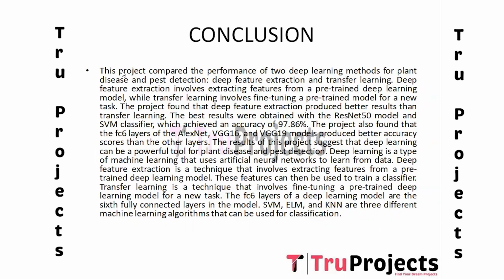The results of this project suggest that deep learning can be a powerful tool for plant disease and pest detection. Deep learning is a type of machine learning that uses artificial neural networks to learn from the data. Deep feature extraction is a technique that involves extracting the features from a pre-trained deep learning model. These features can be used to train a classifier, and transfer learning is a technique that involves fine-tuning a pre-trained deep learning model for a new task.